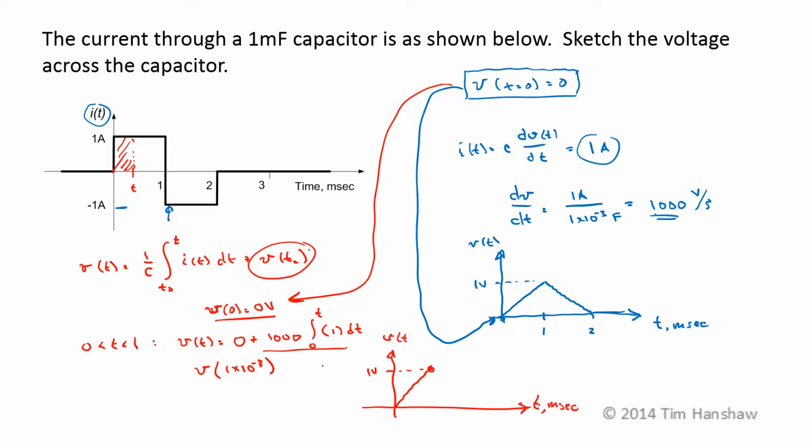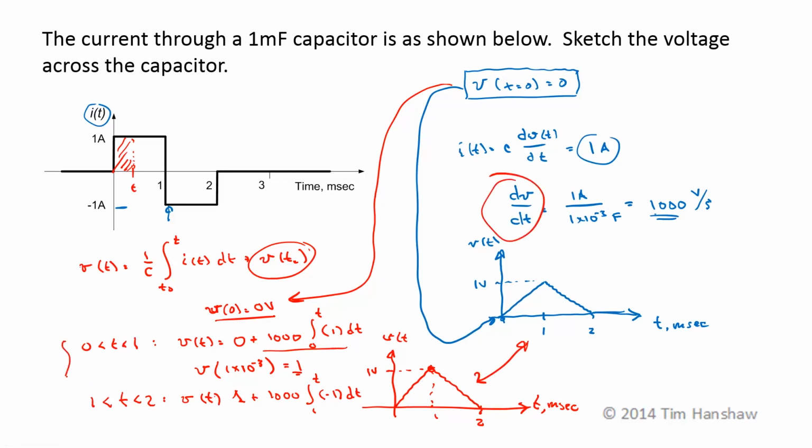Now that gives me the initial value for t equals 1. So from time 1 to 2 seconds, v(t) is 1, this initial value, plus 1,000 times the integral from 1 to t of negative 1 dt, and this just goes back down until we get to 2 milliseconds. This is 1 millisecond. The answer is the same. It just depends on whether you want to look at it as a slope or as an area under a curve.